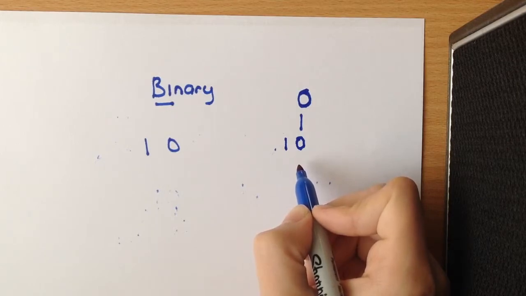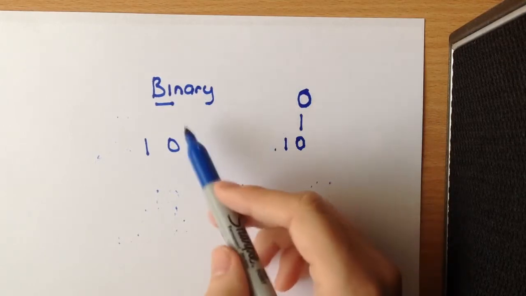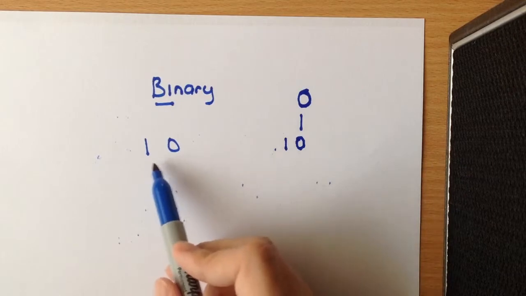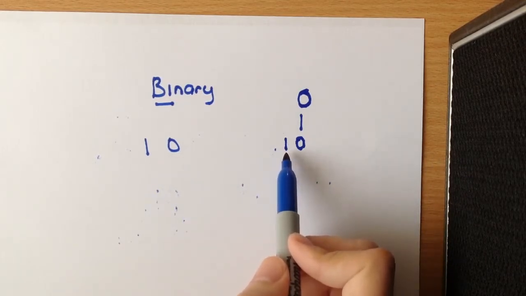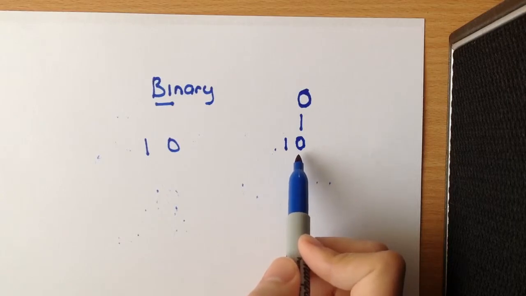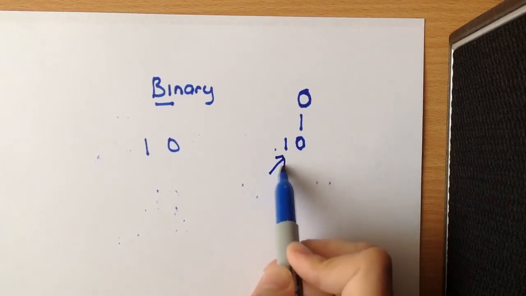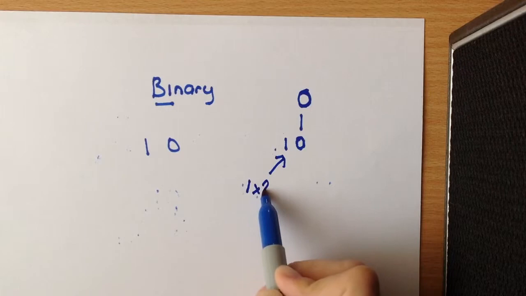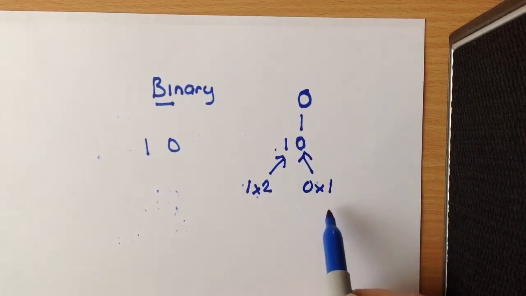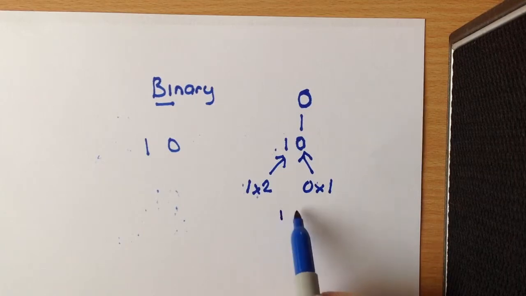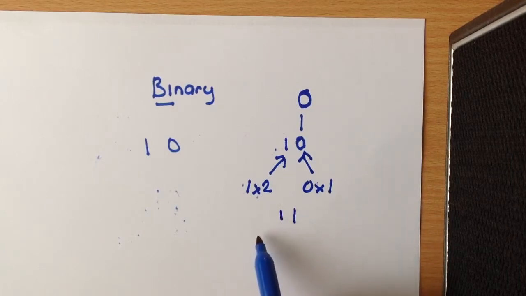It isn't 10. Obeying exactly the same rules, because we've run out after only 2 symbols, this must now be worth twice as much as if it was in that position. So that's 1 lot of 2 and 0 lots of 1. And then of course it's going to look like 11, but it's really 1 lot of 2 and 1 lot of 1, so it's 3.